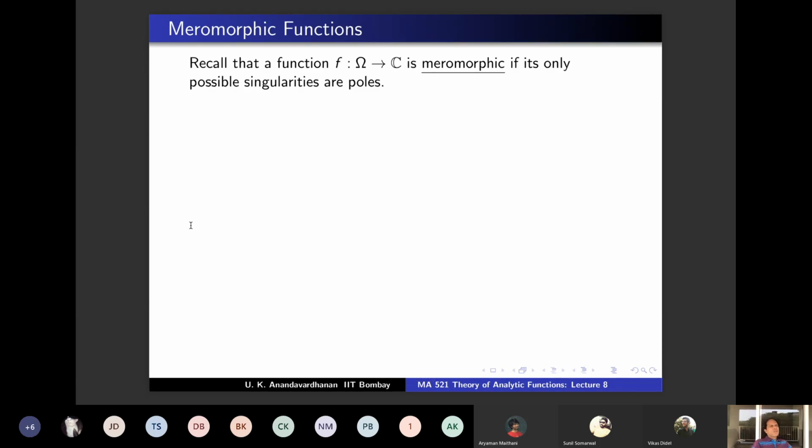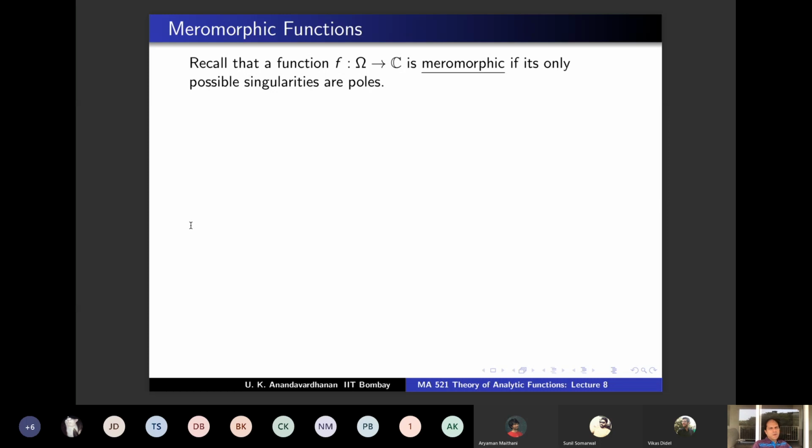So let's start discussion of residues and the residue theorem. Recall from your last course, 412, what is a meromorphic function? A function f defined on an open set is said to be meromorphic if its only possible singularities are poles. Your function now may not be holomorphic, it may have singularities, and we would like the singularities to be isolated. Not just that, we would like them to be poles. Only possible singularities are poles.